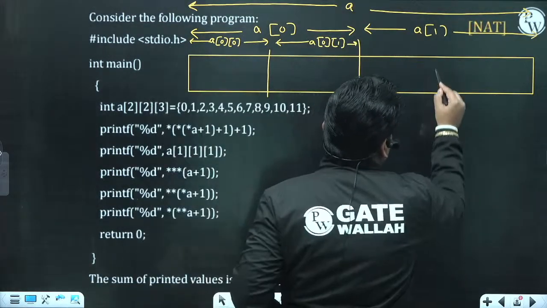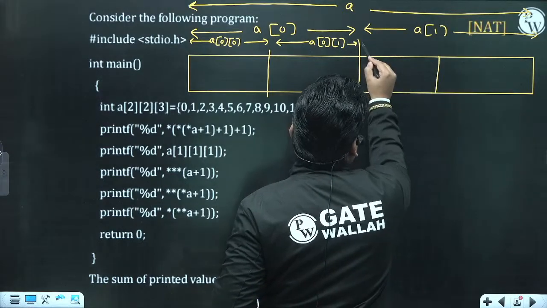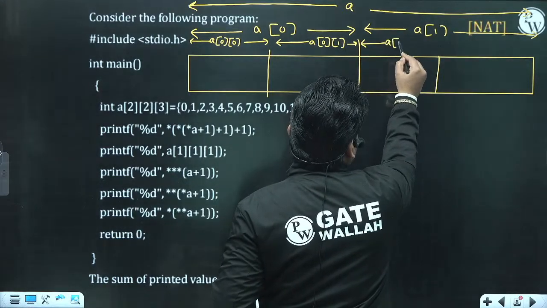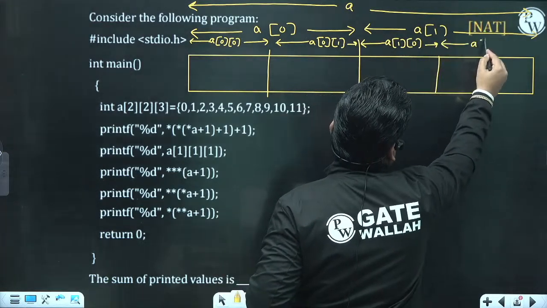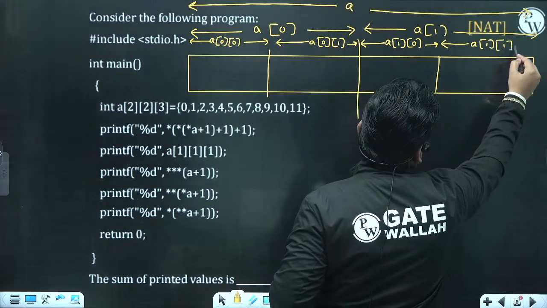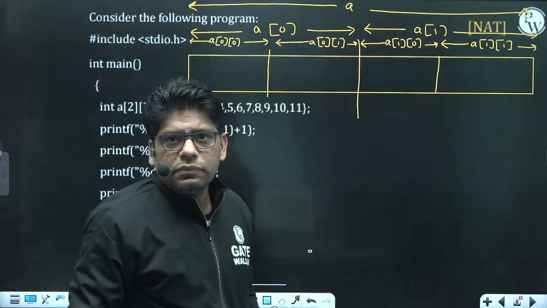Similarly, A1 is divided into two parts. And because this is the first element of A1, can I say this is A10? And from here to here, A11. Done?